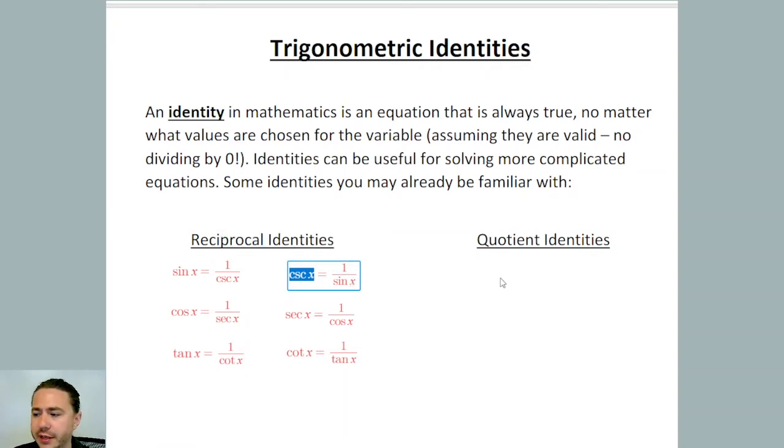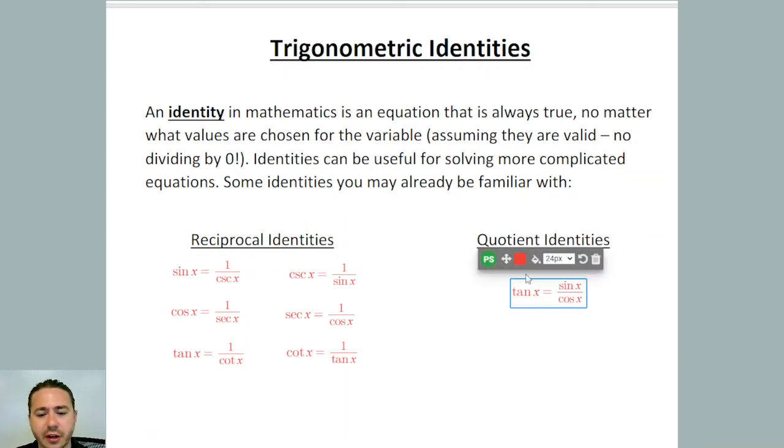There are two quotient identities, and they're for tangent and cotangent. Now remember that when we evaluate tangent, we find the y-coordinate divided by the x-coordinate. Now the y-coordinate corresponds to sine, and the x-coordinate corresponds to cosine. So we can say that tangent of x is the ratio of sine to cosine.